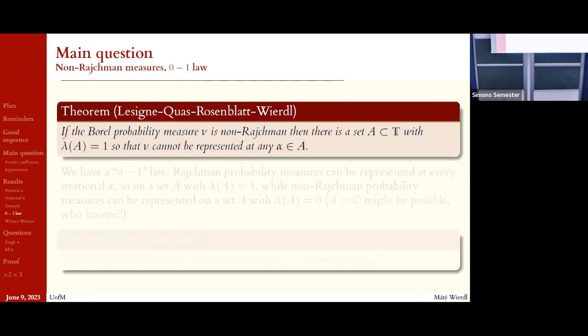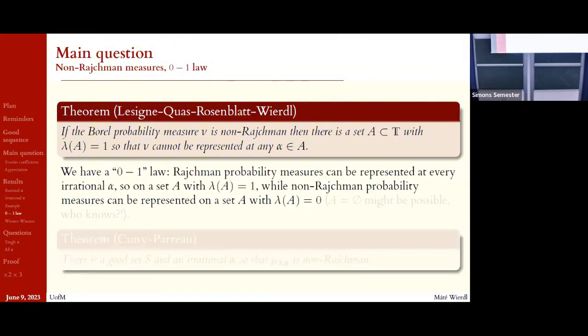So what's going to happen with non-Rajchman measures? For example, the uniform measure on the Cantor set. Here we have this theorem by the four of us, Lessing, Quast, Rosenblatt, and myself. If the Borel probability measure nu is non-Rajchman, then there is a set A with Lebesgue measure 1, so that nu cannot be represented at any alpha in A. That's a striking contrast to Rajchman measures. They can be represented at every single irrational alpha.